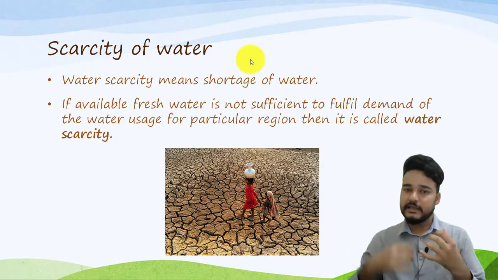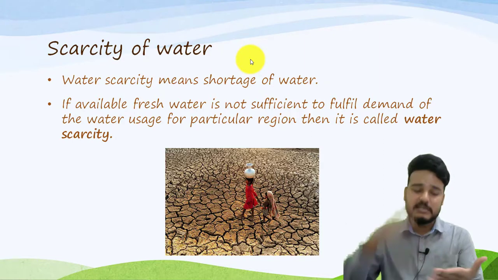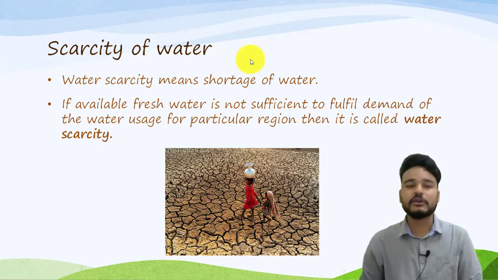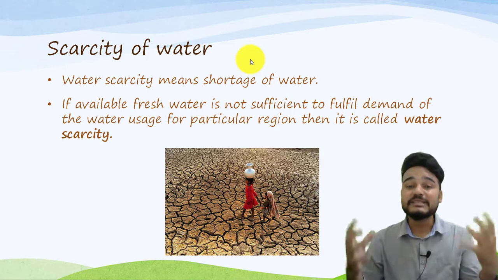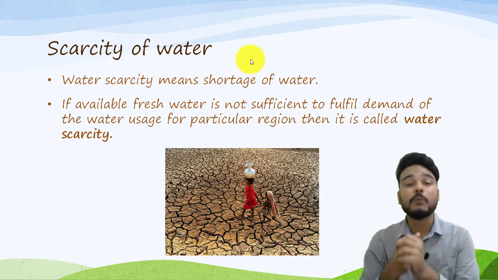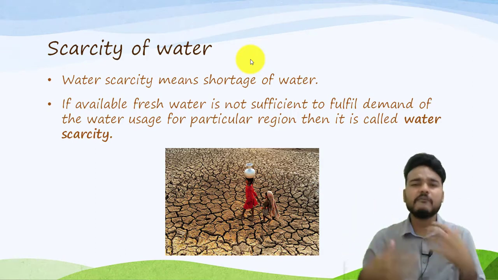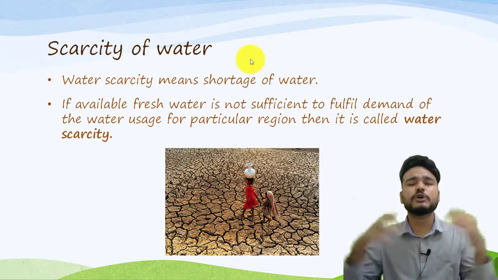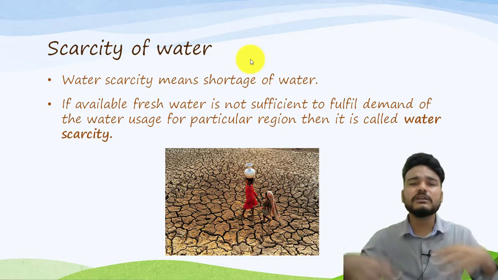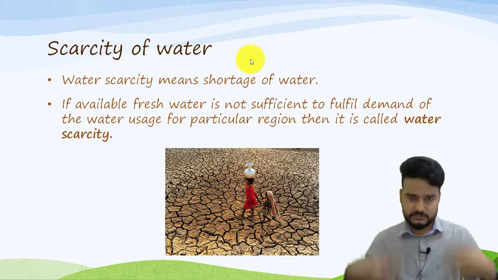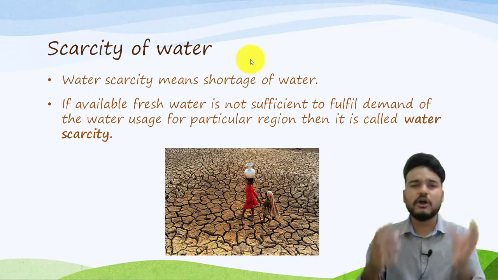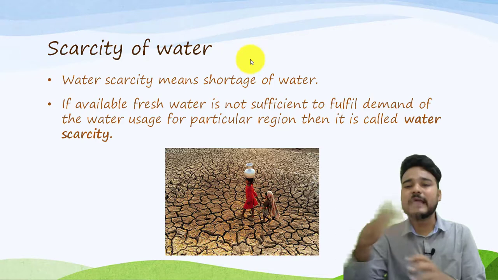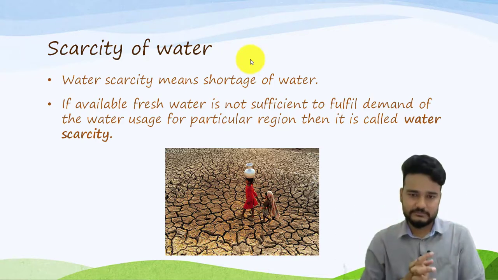As I told you, what is the spelling of scarcity? S-C-A-R-C-I-T-Y, scarcity. Write it down in your notebook. Okay, so scarcity means shortage of water. When available fresh water is not sufficient or not enough to fulfill the demand which we require for a particular region, particular area, then that is called water scarcity.